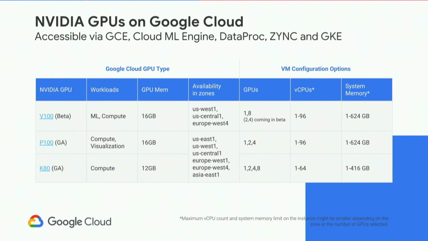One generation newer, the Pascal P100. It's great for compute and visualization. It has more memory, 16 gigabytes. And it comes with 1, 2, or 4 GPUs per VM and up to 96 vCPUs or 624 gigabytes of system memory.